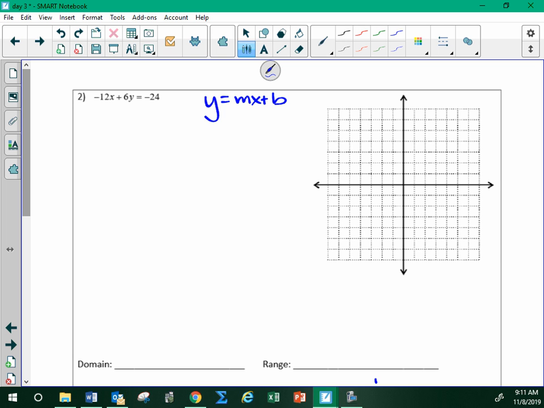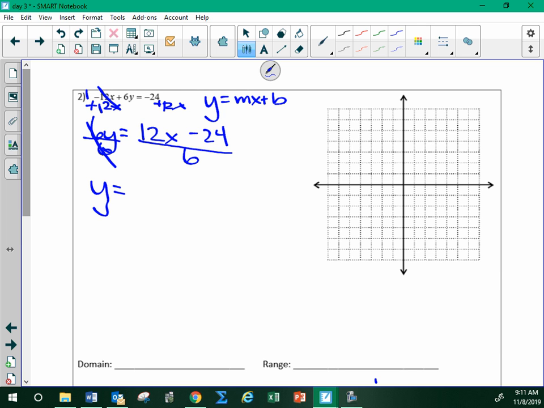Alright, so number two, our directions are to first move the x's. So if I have negative 12x, I want to say plus 12x. Do it on both sides. Right, with the equation, I have 6y equals 12x, and my 12x I want to have first, so it's a positive 12x, and then it's a negative 24. I need to get y by itself, so divide by 6 on both sides. 12 divided by 6 is 2. Still have our x. Negative 24 divided by 6 is negative 4. And here's our equation.